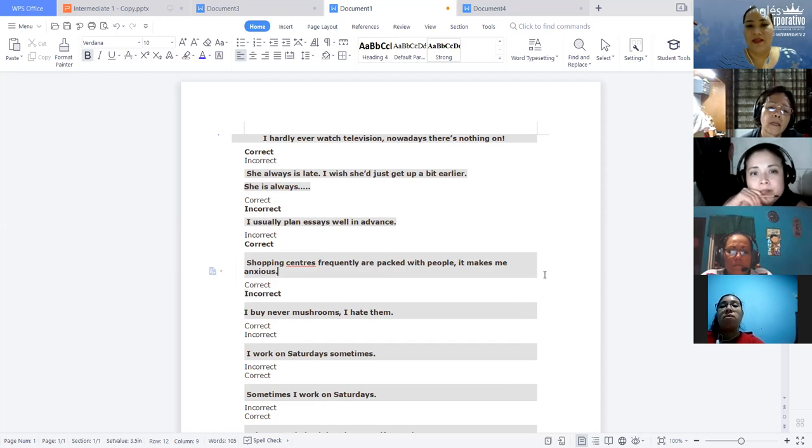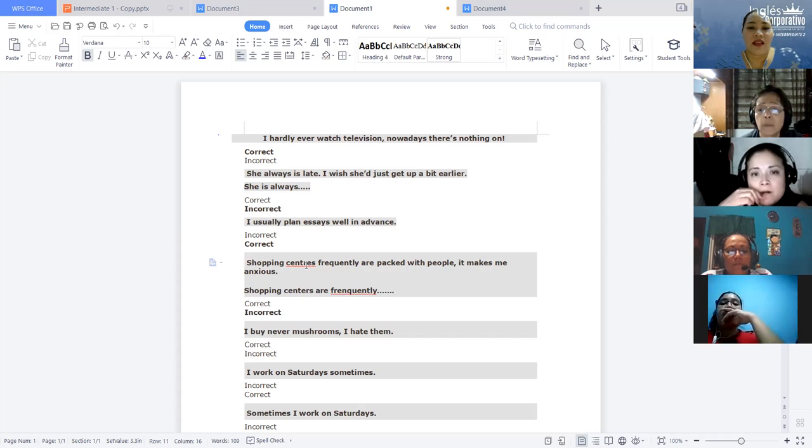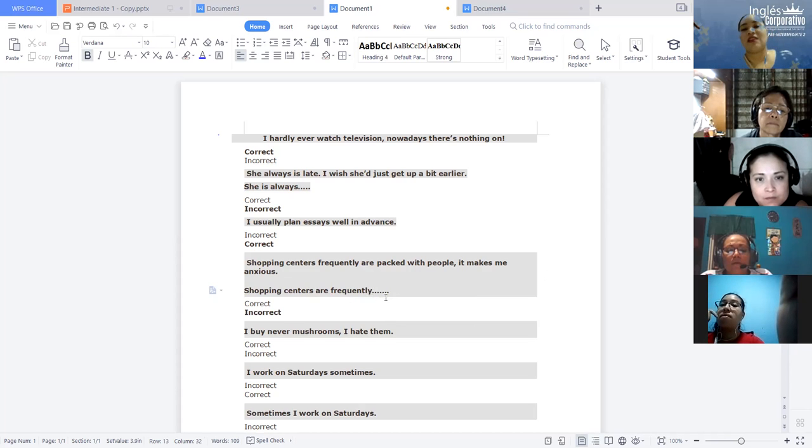So here we have the only shopping center that I know here. Do you know the shopping centers from here? Those are the only ones I know, right? I think this one is regarding a mall, right? Okay, so shopping centers. Aquí tiene algo que no es como debe de ser, ¿verdad? Es center. Frequently, right? Are frequently. So that one was incorrect, and the correct option is: shopping centers are frequently packed with people.